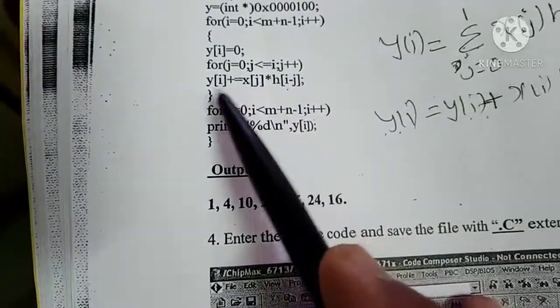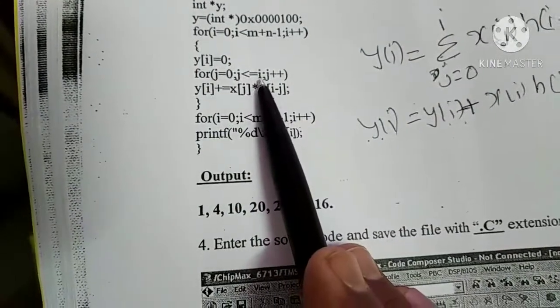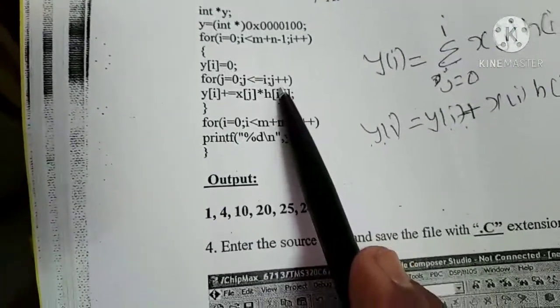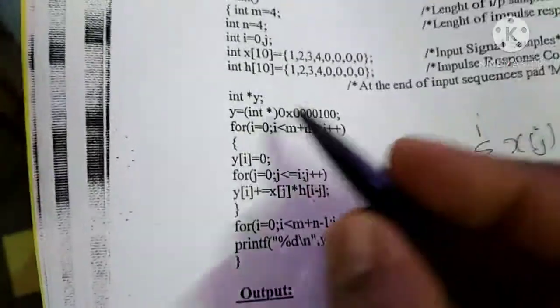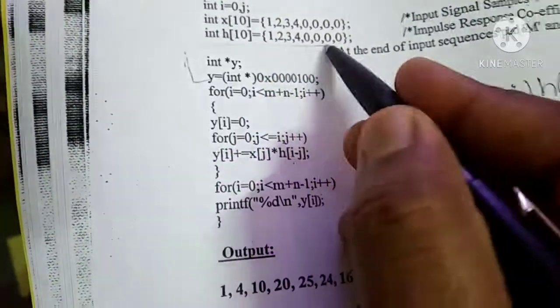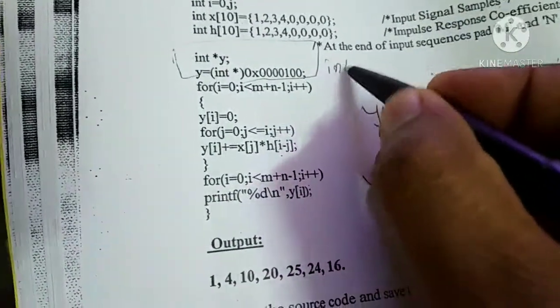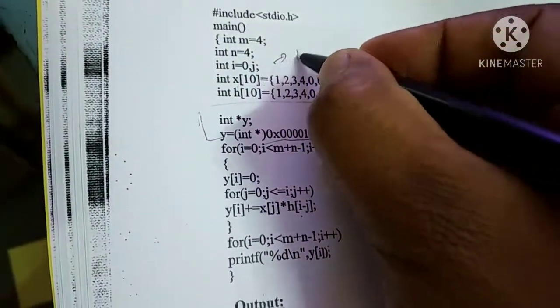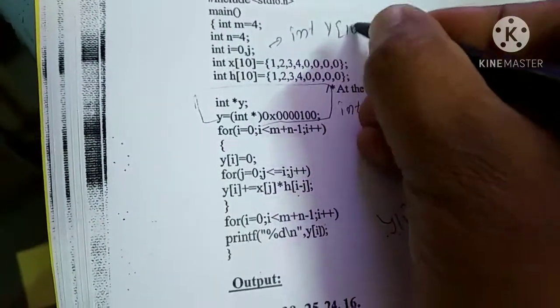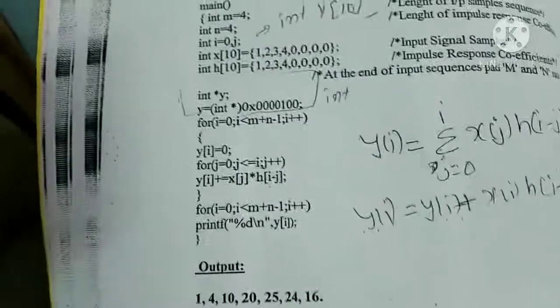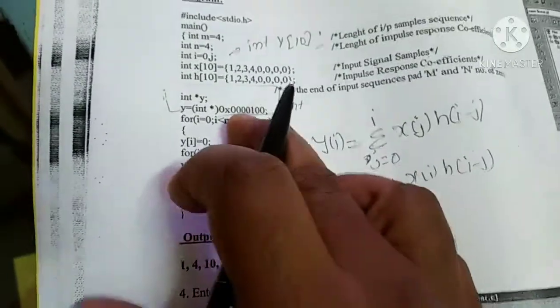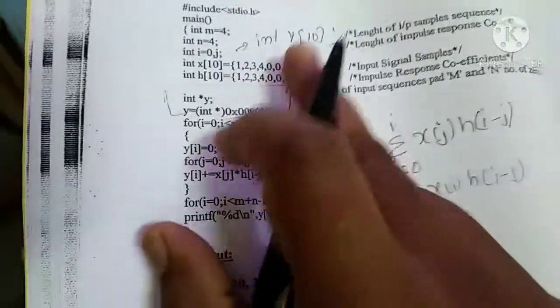Then we are summing y of i, where j starts from 0 up to j less than or equal to i, j plus plus. If you want you can write this, or you can skip it. You can write int here itself while taking, int y of 10 semicolon. This is a vector way in which we can declare an array. The possibility of making an error may be more in this, so directly you put some. Similarly, for circular convolution, I think you know how to calculate it, as for linear convolution.